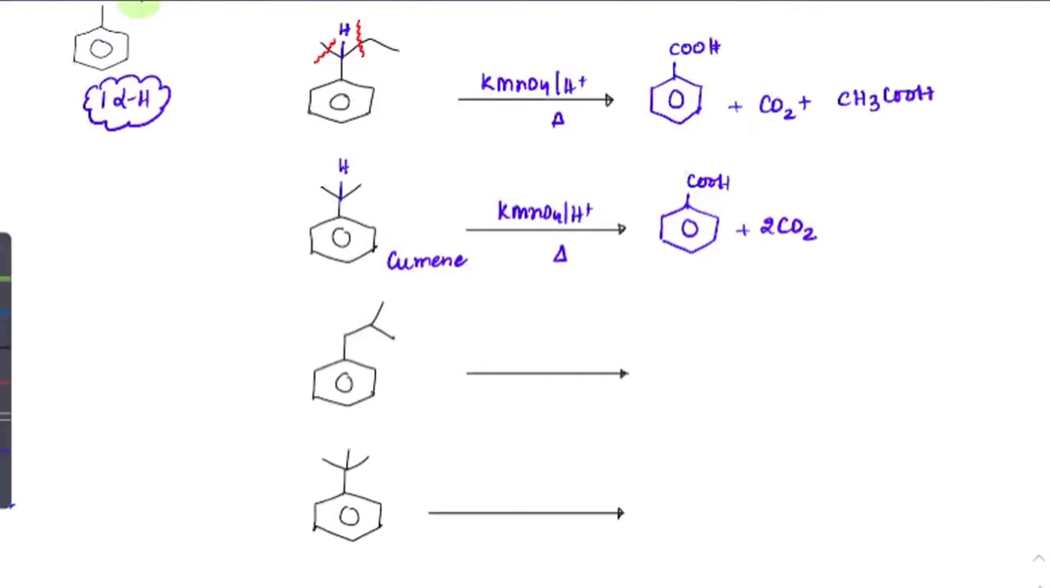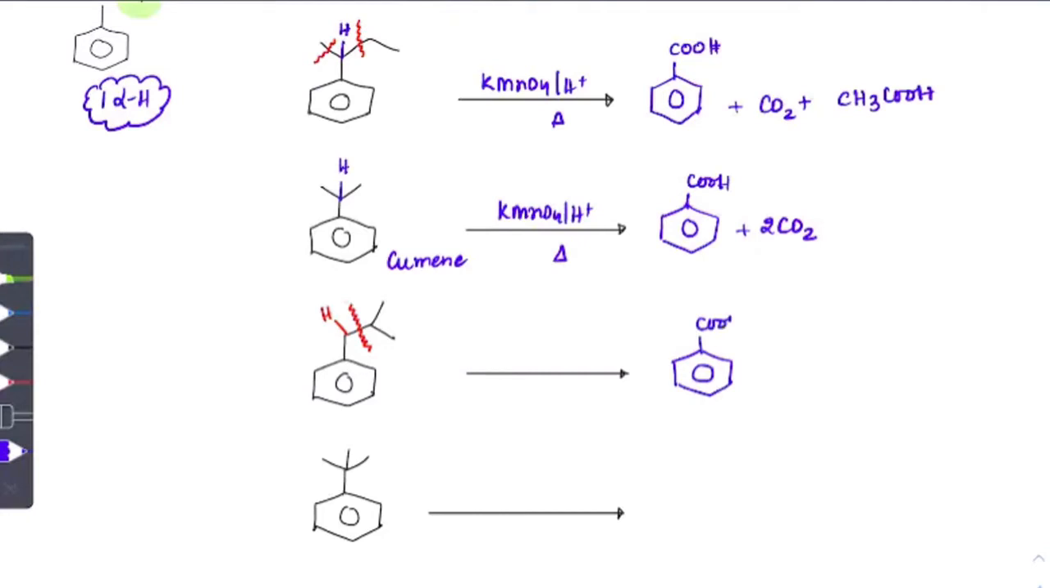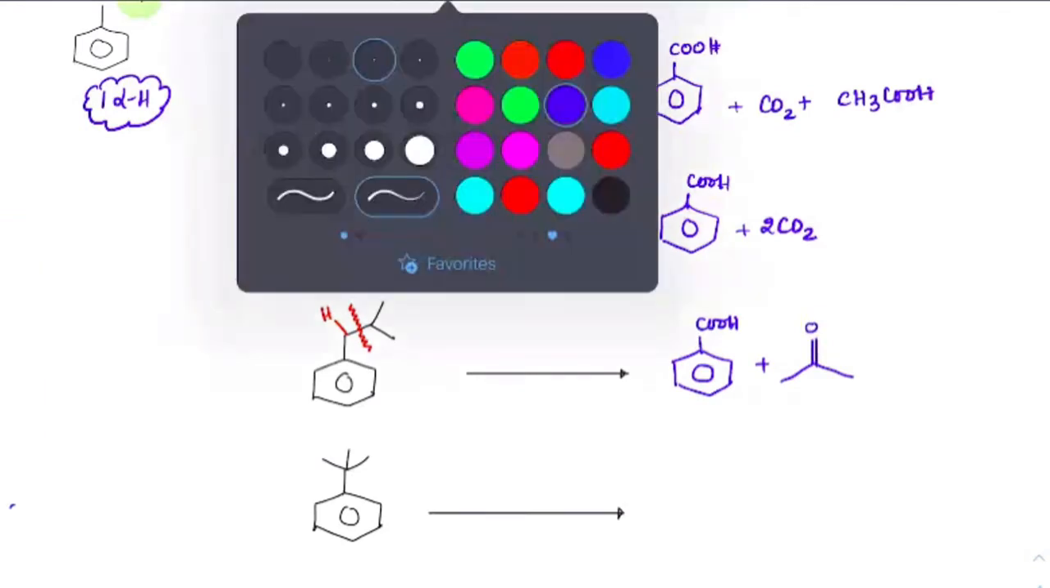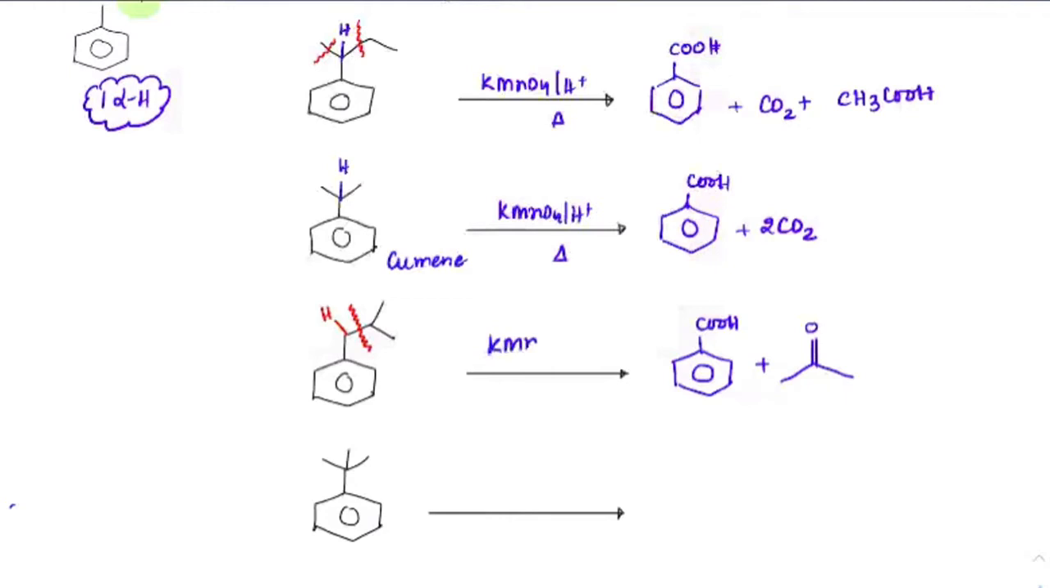So if you observe, it has an alpha hydrogen. Because it has an alpha hydrogen, the bond breaking will happen here. As the bond breaks, we can expect the product should be like this. You have COOH, and there is a ketone which is forming here, right? But we are heating it because these reactions normally are done at higher temperature.